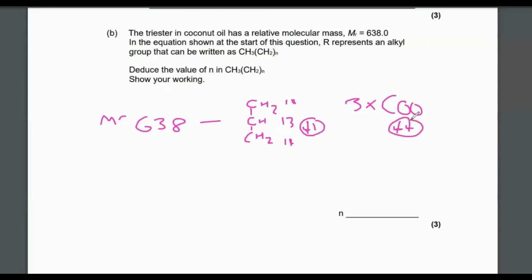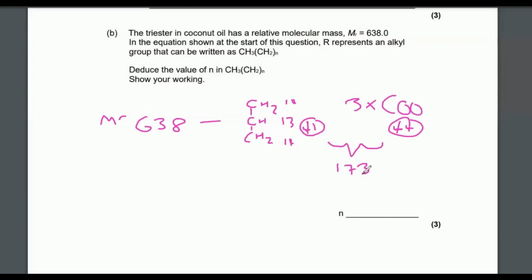Well, a carbon atom has 12, and 2 oxygens are 16 each, 32. So that's 44. And we got 3 of them. So if I add 41 to 3 times 44, I get 173. So I want to rip that all away from the 638. Now, I'm not done yet.